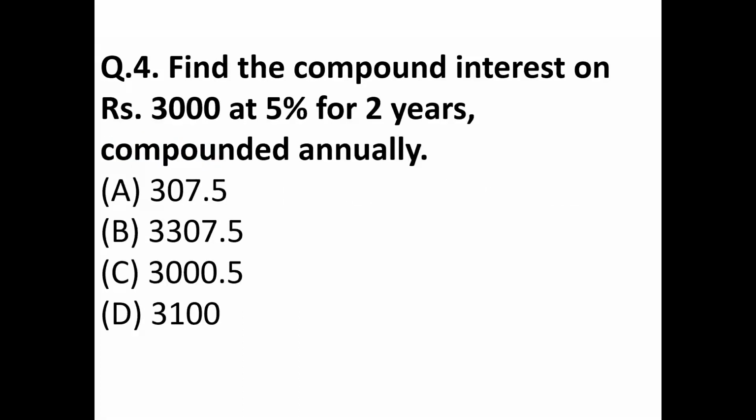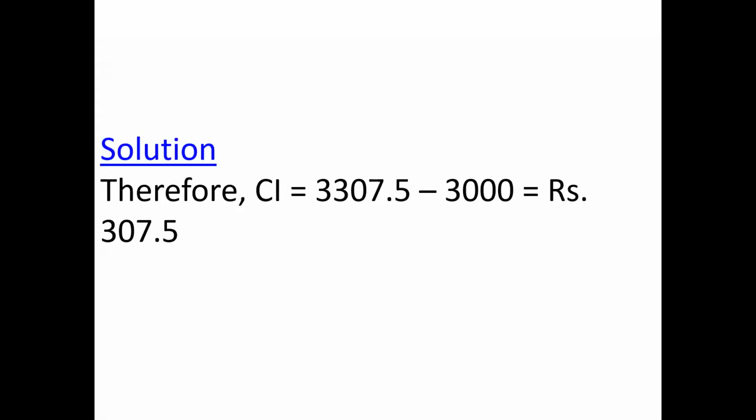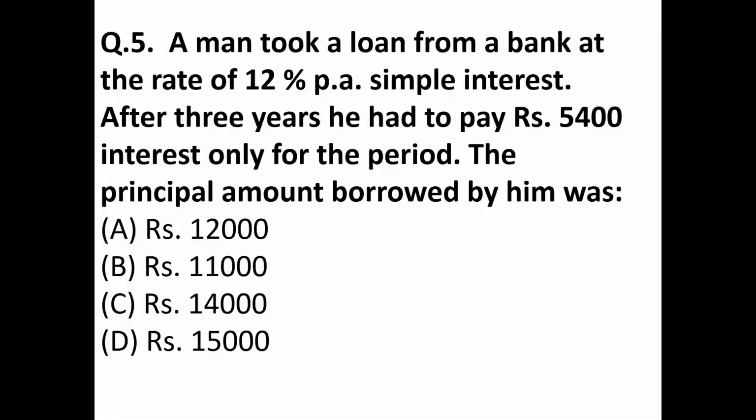Okay, and next, this is the last question. A man took a loan from a bank at the rate of 12% per annum simple interest. After 3 years he had to pay rupees 5400 as interest only for the period. The principal amount borrowed by him was: option A, rupees 12,000, option B, rupees 11,000, option C, 14,000, and option D, 15,000.